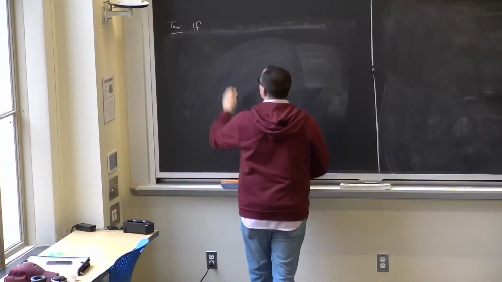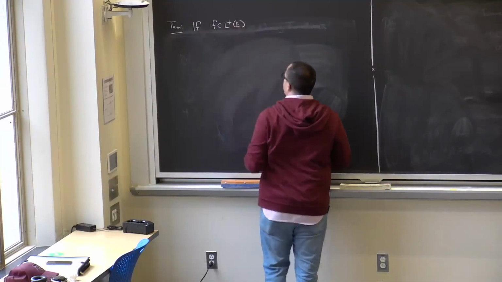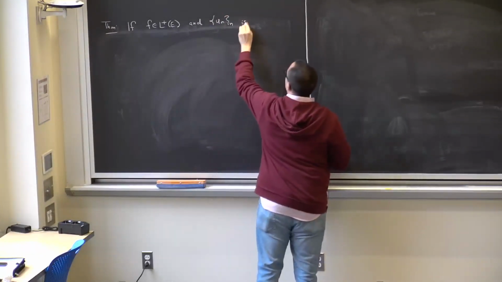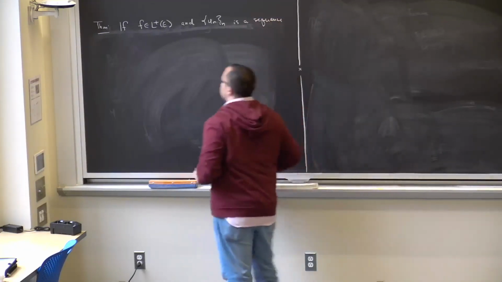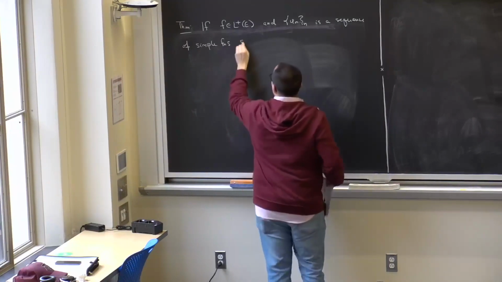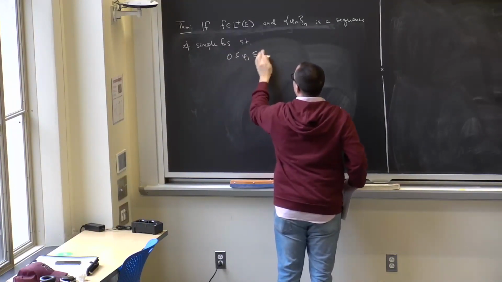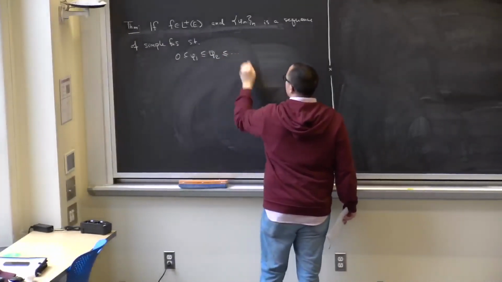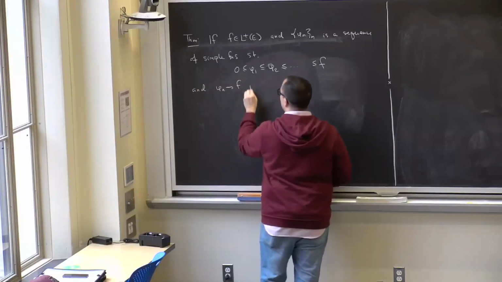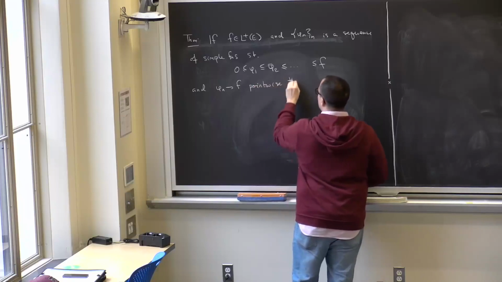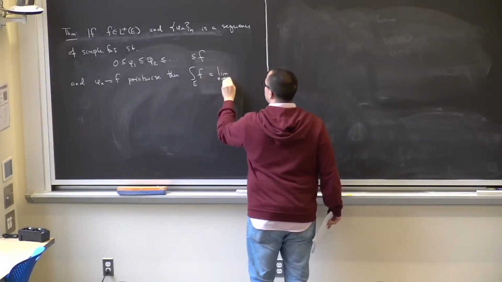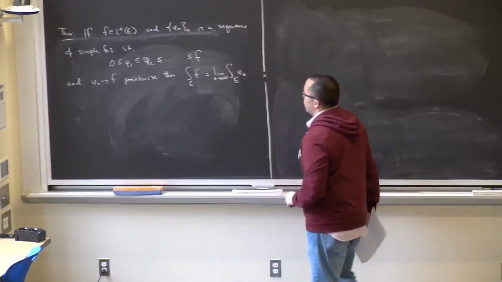So we have the following. If f is a non-negative measurable function, and phi n is a sequence of simple functions which are all non-negative, and pointwise increasing and converging pointwise to f, then the integral over E of f is equal to the limit as n goes to infinity of the integral of the simple functions.